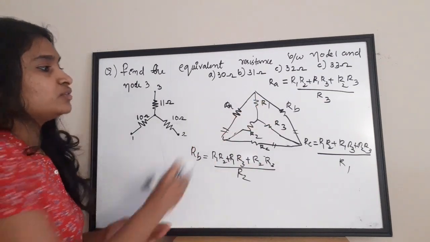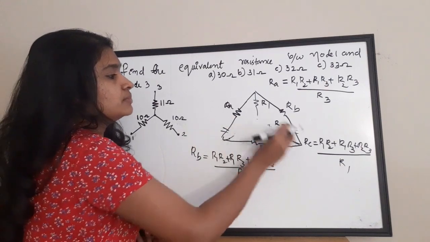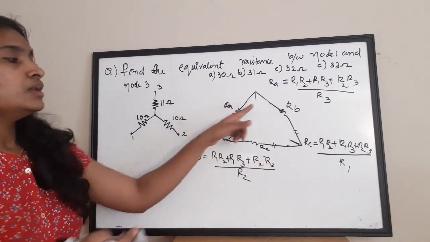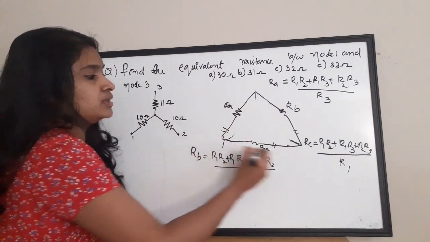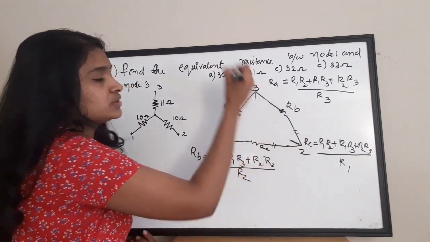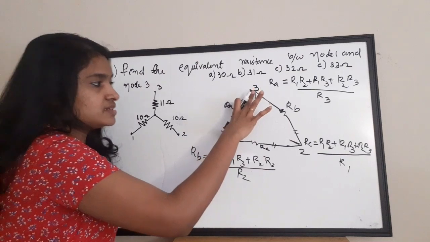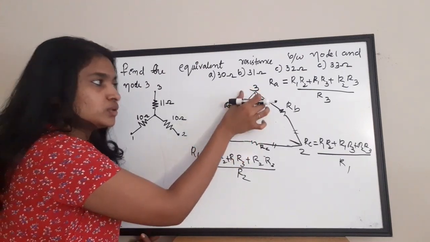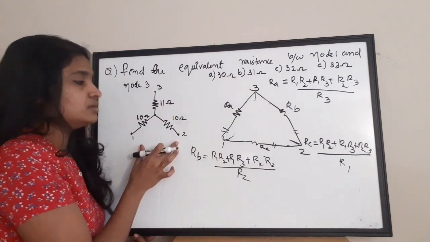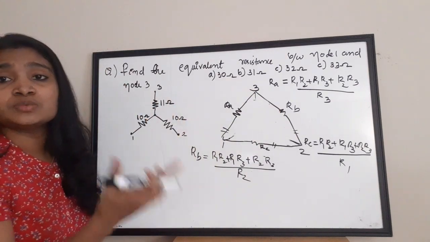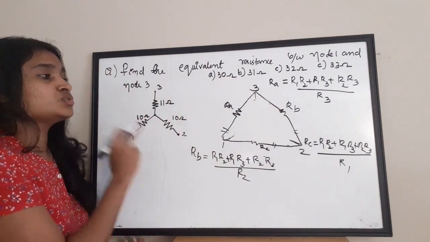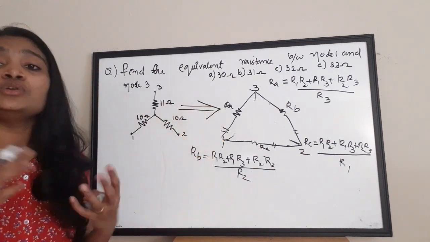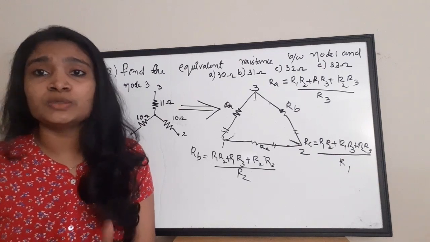Now we can remove this star connection because we have formed an equivalent delta connection. So if this is node 1, this is node 2 and this is node 3, see this resistance is the equivalent resistance between node 1 and node 3. Now if you see this question, they have asked the equivalent resistance between node 1 and node 3, right? So if you perform this conversion, you can find the value of equivalent resistance.